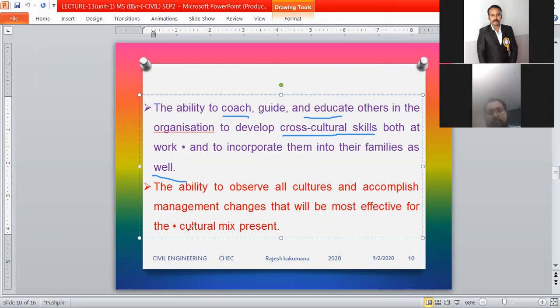Cultural mix at present, say what's happening here. We should create an ability to observe all the cultures. For example, you got a job in Tamil Nadu and settled there. So you have to adjust with the cultures they have and also accommodate the changes most effectively for the cultural mix they are living in daily life. That is the thing you have to maintain whenever you are working in different scenarios.